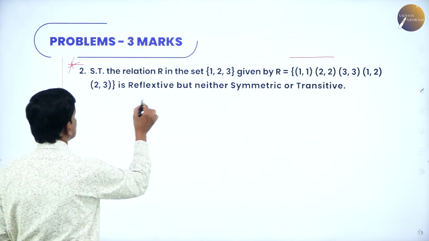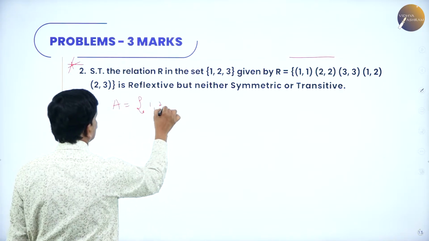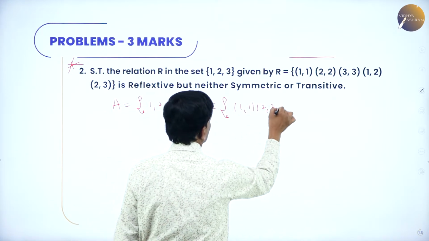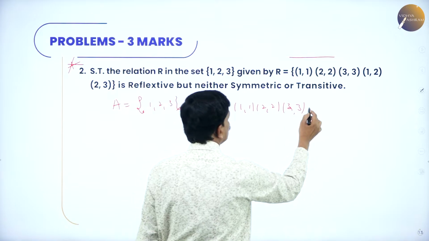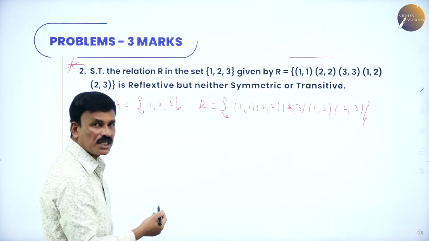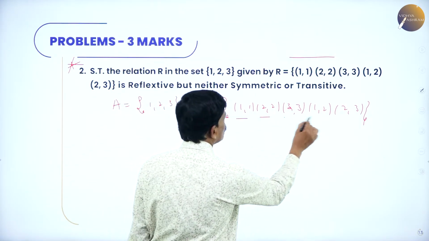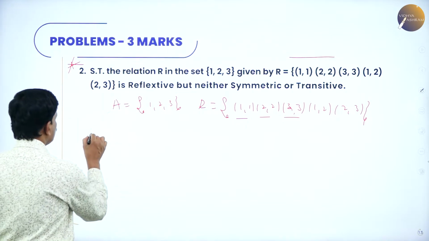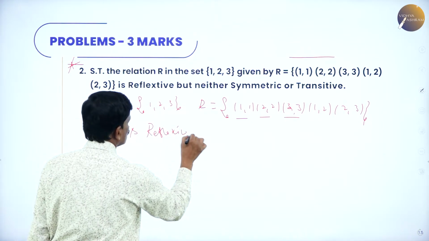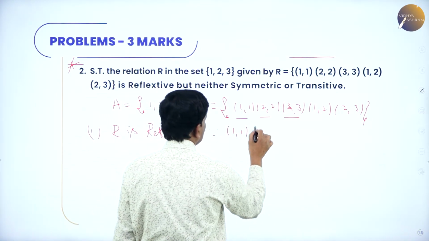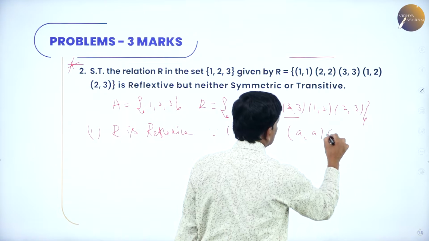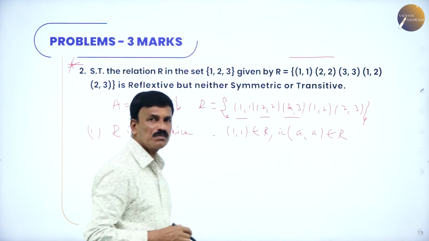On the set A, what is A? A is equal to {1, 2, 3}. And what is the relation given? R is equal to {(1,1), (2,2), (3,3)} and again (1,2) and (2,3). Now, just by looking at the relation, you can say that R is reflexive because (1,1), (2,2), (3,3) belong to R. R is reflexive because (1,1) belongs to R, (2,2) belongs to R and (3,3) also belongs to R. Reflexive property is satisfied.